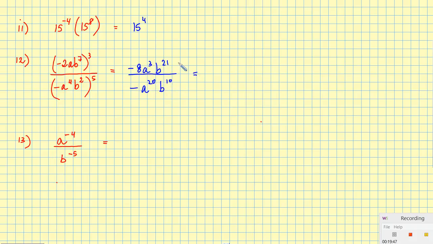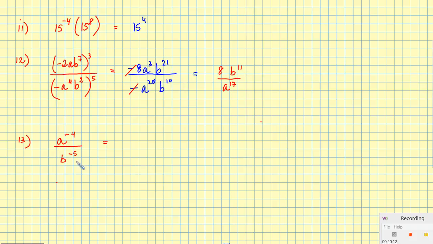And now I'm going to simplify. In that, the negatives will cancel themselves out, so that I have 8 a cubed divided by a to the 20th gives me a to the negative 17. I can automatically take that a to the negative 17 down to the bottom so that the a to the negative 17 becomes a to the 17th positive. And then b to the power of 21 minus 10 will give me b to the 11th.